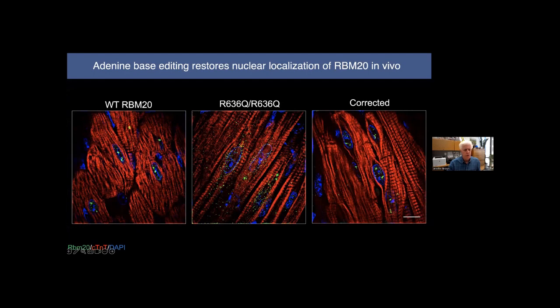So here you can see these are from the hearts of these mice. Here you can see in the mutant hearts, RBM20 is restricted to the cytoplasm, and it exists in puncta outside the nucleus. And then following correction, it's really quite remarkable. I think that RBM20 is so faithfully returned to its nuclear localization, and the sarcomere organization is restored.